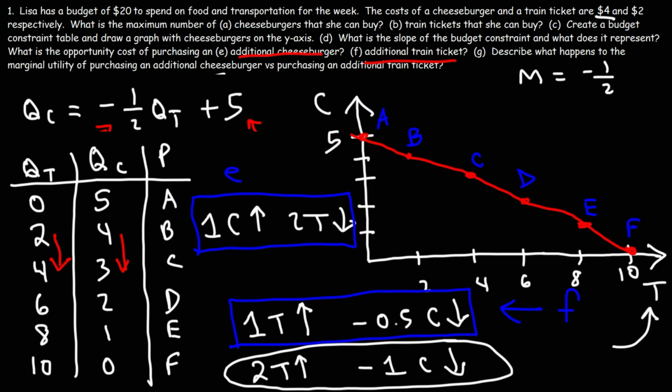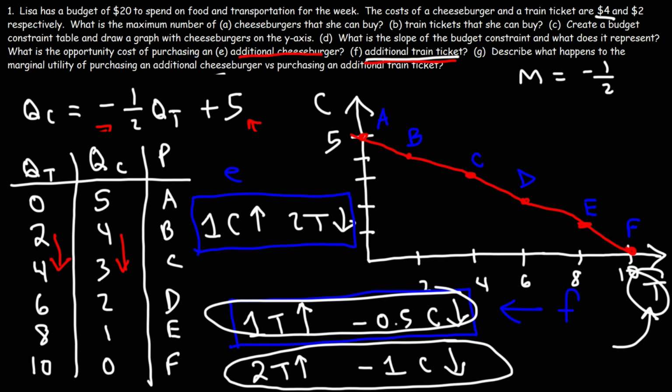First and foremost, the slope of the budget constraint graph represents the opportunity cost of acquiring an additional item on the x-axis, the horizontal axis. So it represents the opportunity cost of 1 additional train ticket. And the opportunity cost of 1 additional train ticket is 1/2 of a cheeseburger, because in order to acquire 1 additional train ticket, you have to give up half of a cheeseburger.